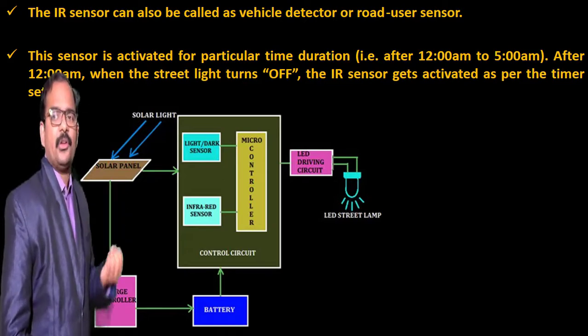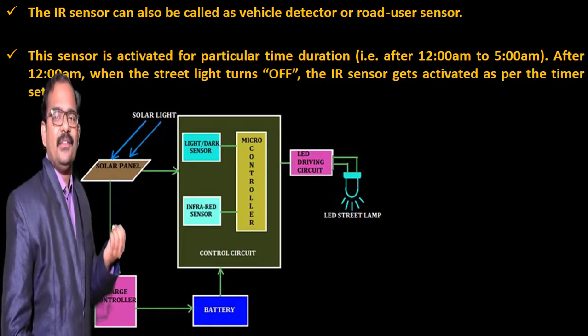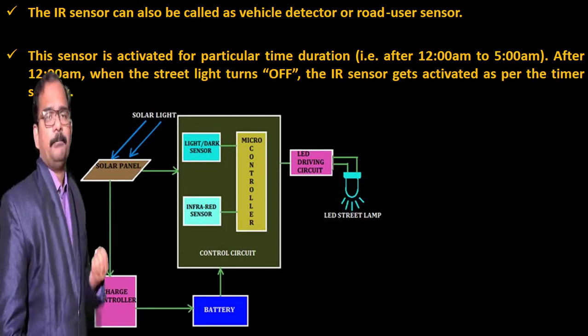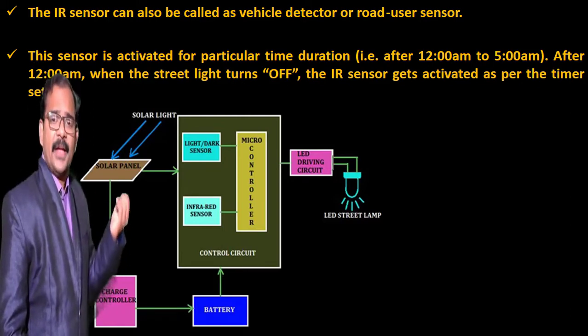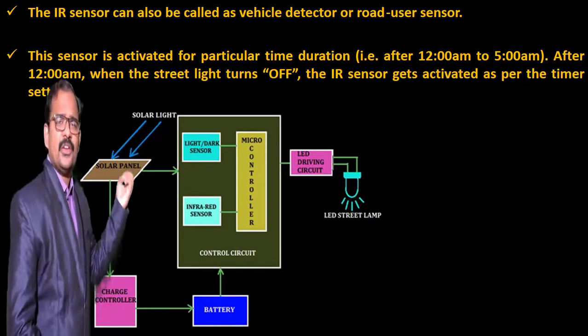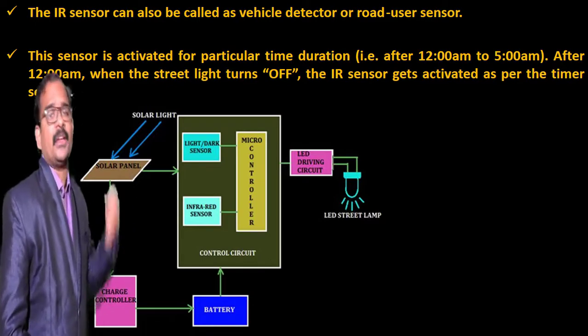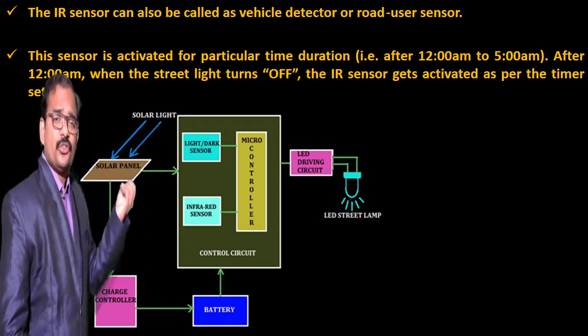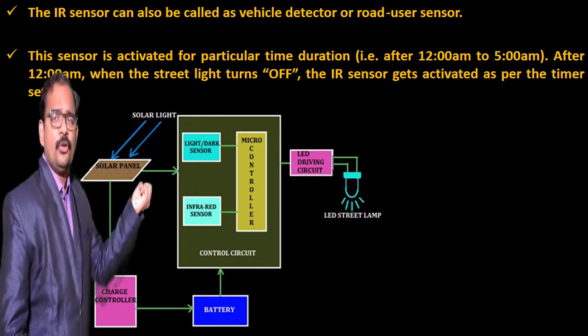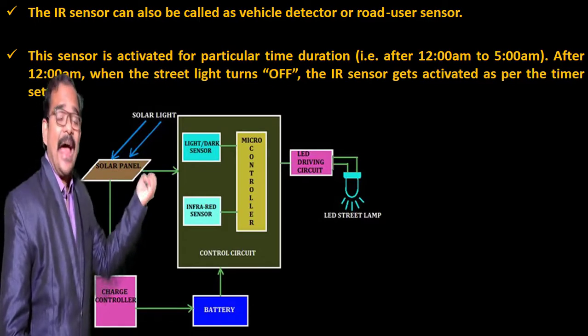Generally we can observe that after midnight 12, the traffic density is very low on the roads. So in order to save energy, we can program this microcontroller in such a way that after 12 AM the street lights should turn off automatically. Then whenever the street lights turn off after 12 midnight, now this IR sensor comes into the picture and gets activated.